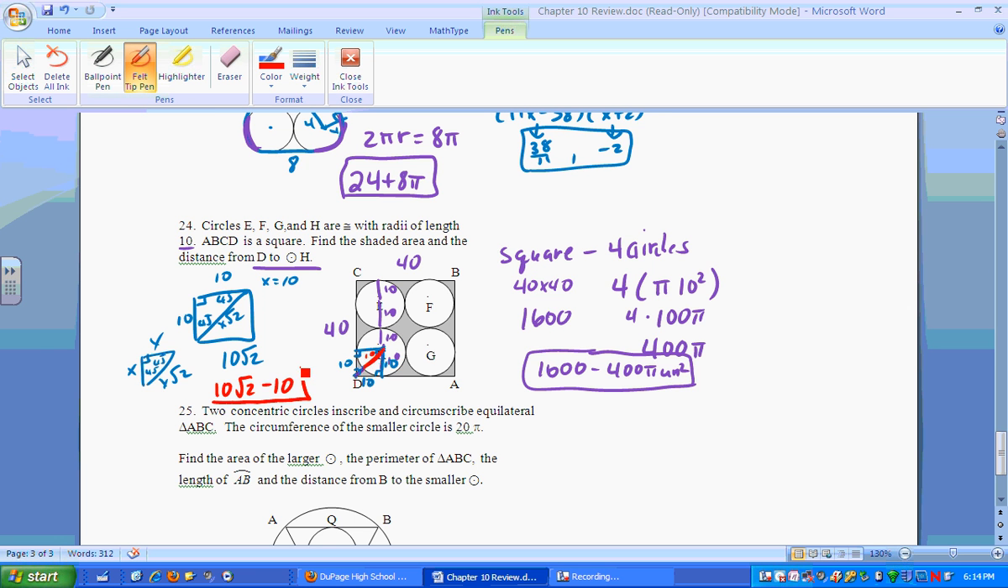So they don't have like terms, and you just leave your answer as that. That's the distance of that little line that's connecting right there.